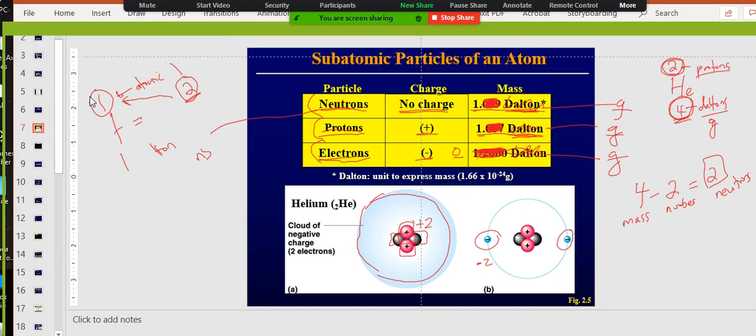Okay, so sodium, Na, sorry, is 11, and its mass is 23. So how many protons? 11. Awesome. How many electrons? 11. Awesome. How many neutrons? 12. Exactly. Does everybody understand how she got that?